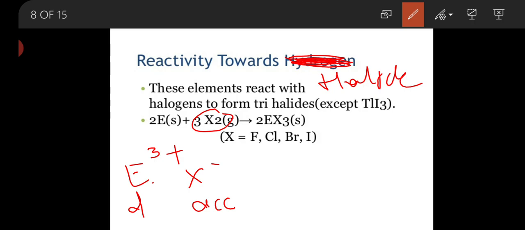Okay, so in this way, depending upon the charge valencies, since the charges are not balanced, the group 13 element gains 3 electrons from the halogen and forms EX3 in solid form, and here X is, as usual, a halogen, that is fluorine, chlorine, bromine, and iodine. Okay, this is the second chemical property of a group 13 element.